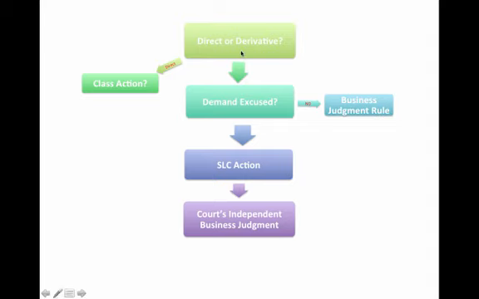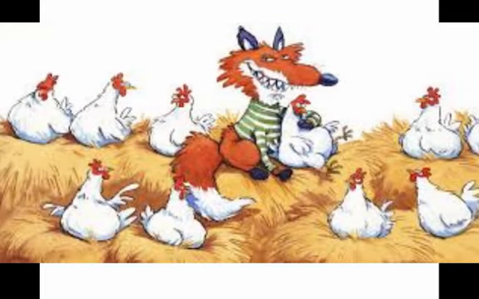In a derivative suit, the shareholder is in effect suing the corporation to compel it to sue on its own behalf to recover for the corporation as a whole. The logic of a derivative suit is that it serves as a counterweight in those situations when the fox, if you will, is guarding the henhouse.